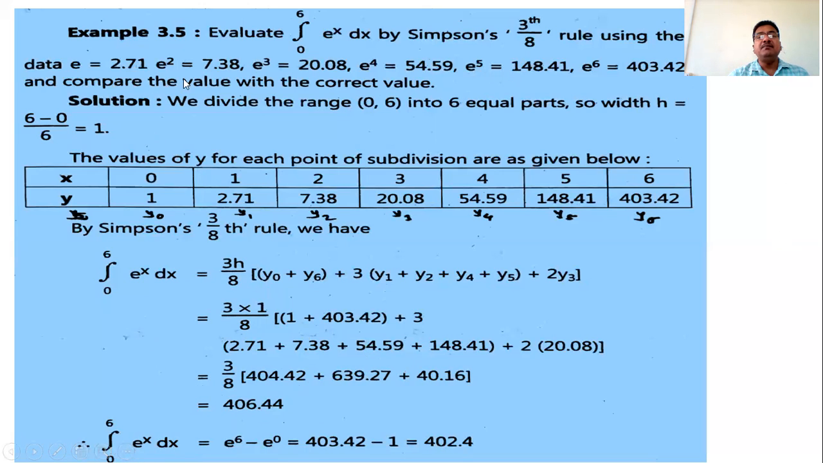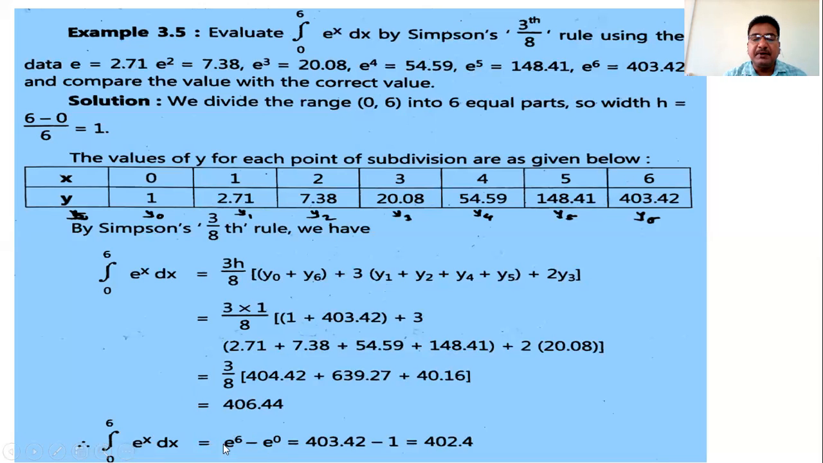Here is the question: compare the value with the correct answer. We can find the correct answer of the integration from 0 to 6 of e raised to x dx by using the standard rules. What is the integration of e raised to x? The integration of e raised to x is e raised to x. So first write e raised to x in square brackets from 0 to 6, and then the value at the upper limit minus the value at the lower limit.